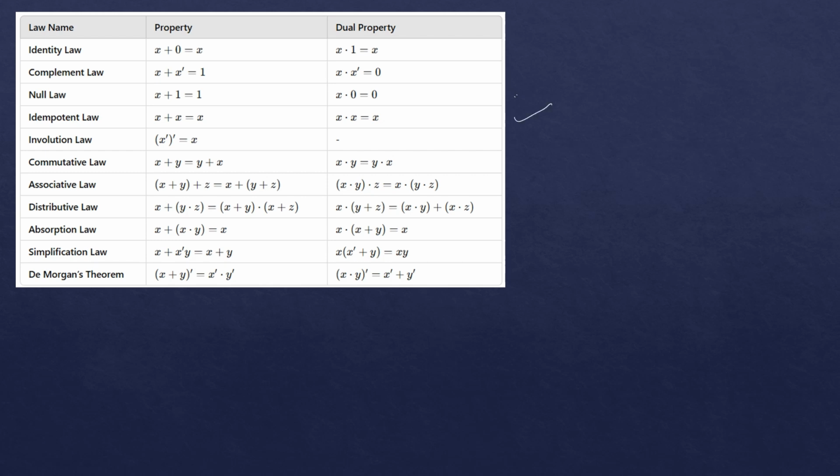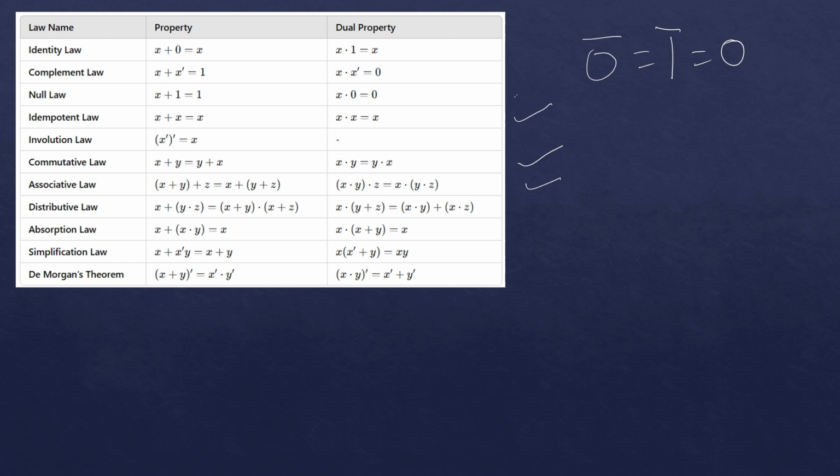Next is the involution law. If you complement any value twice, you get the same thing. Like if I take 0 and complement it, I get 1. And if I complement it again, I get 0. But I initially started with 0. So it is the same thing. If you complement twice, it is the same. Next is the commutative law. This of course you must know from mathematics. Next is the associative law, and this is also the same thing.